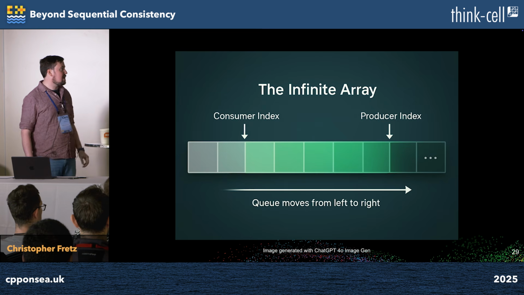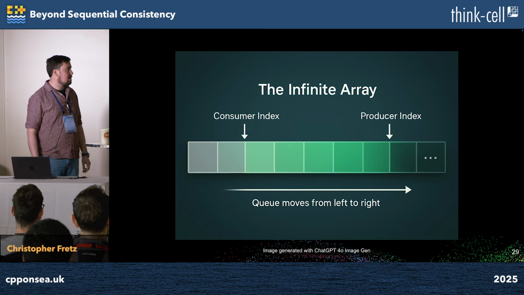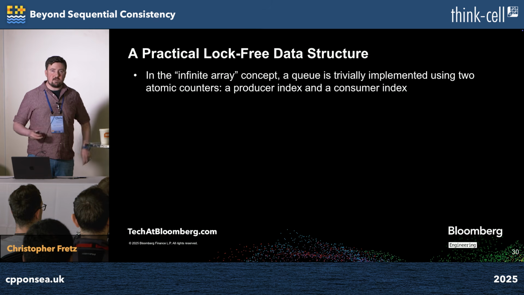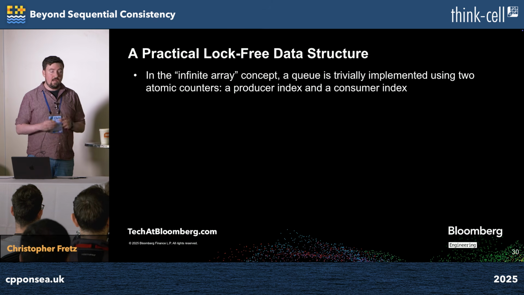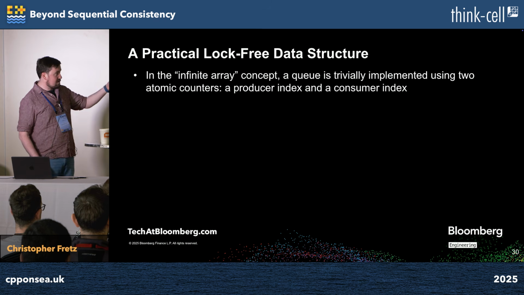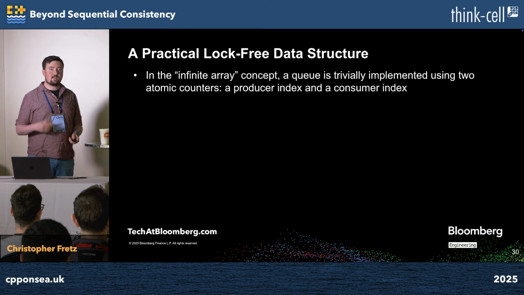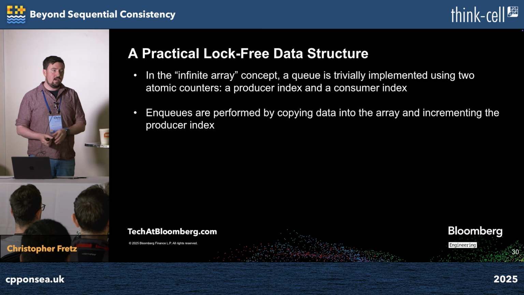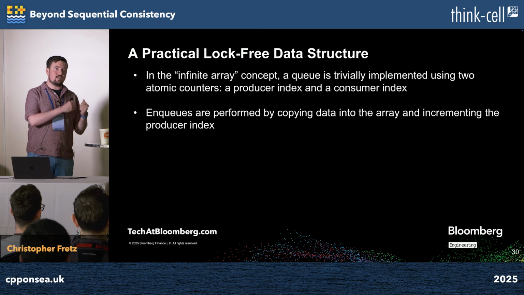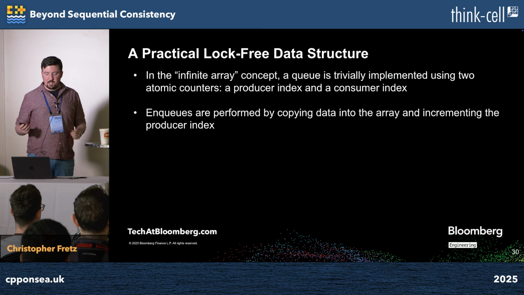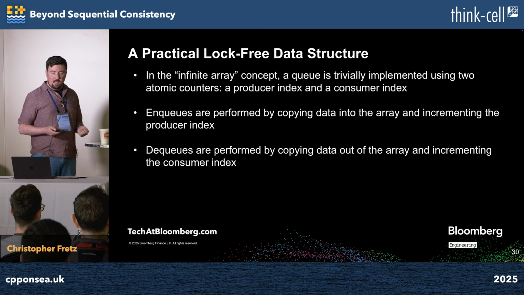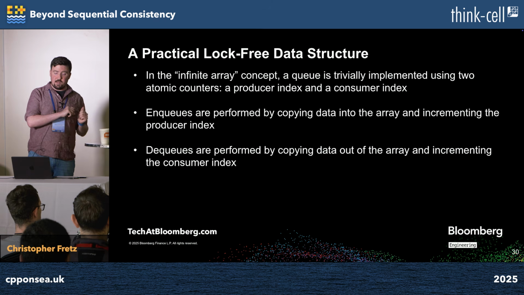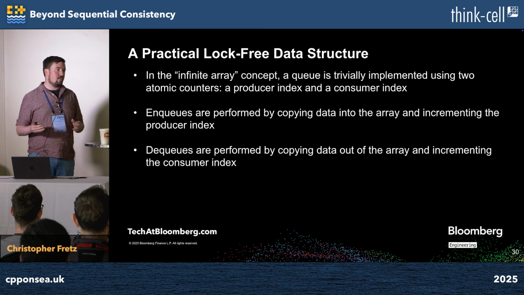And to give a high level idea, this is what we're looking at here. We have this concept of the infinite array. You can imagine that the easiest way to implement an inter-thread queue, if you had infinite memory, is to just have 2 atomic counters. You have a producer index and a consumer index. The producer index records where the producer is next going to write a record, and the consumer index records where the consumer is next going to read. Enqueues are performed by copying data into the array and then incrementing the producer index, and dequeues are performed by copying data out of the array and then incrementing the consumer index. And so the consumer can know if there's data in the queue by simply comparing against the producer index and seeing if they're equivalent.